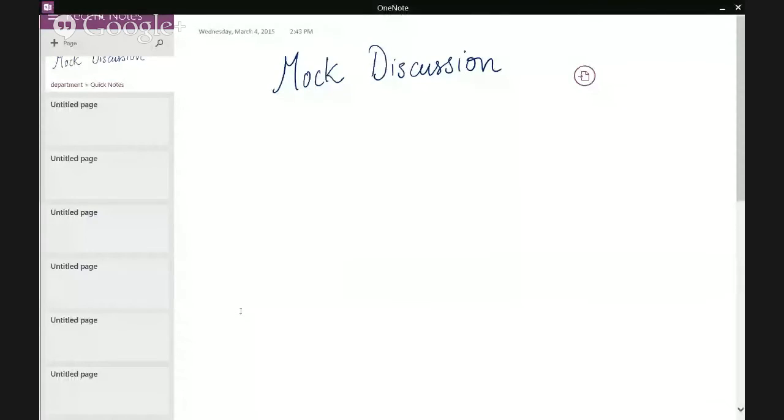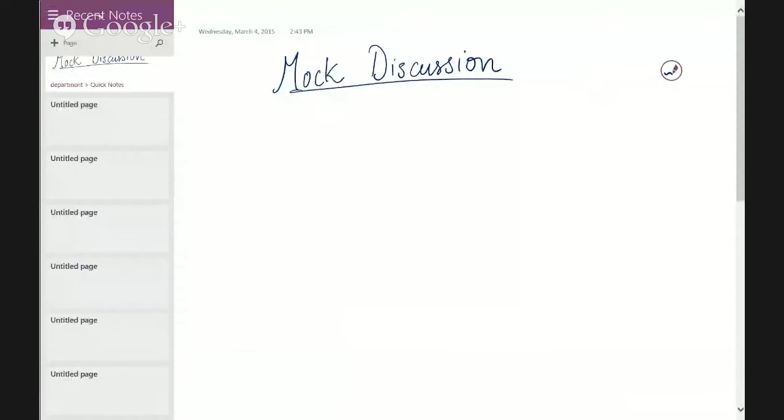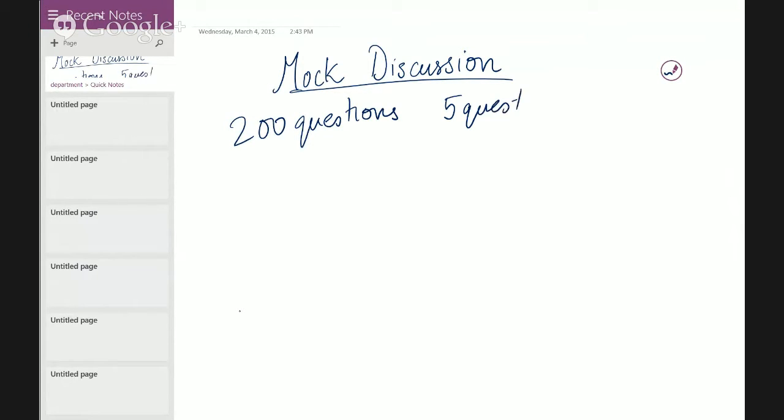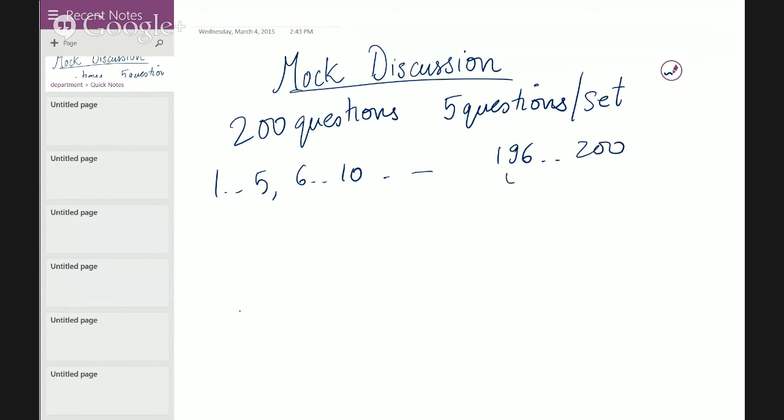Okay, so mock discussion. How do you exactly go about a mock? Now, for a mock, you'll have 200 questions, obviously. Generally, if we go by CT standards, they'll have 5 questions per set. So you'll have 1 to 5, 6 to 10, and so on, up to 196 to 200. So you'll have basically 40 sets of 5 questions each, making 200 questions.